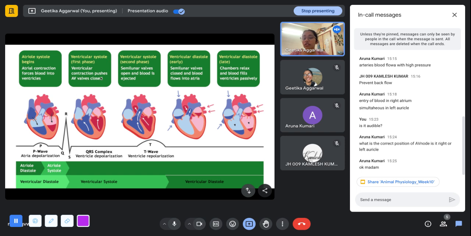The ventricular contraction pushes the AV valves, and they get closed. Both the tricuspid and bicuspid valves get closed. And in the second phase, the semilunar valves open and the blood is ejected into the blood vessels. Eventually, in the T wave, the ventricles are getting repolarized, and after that, they get relaxed. And that is when the semilunar valves close, and the AV valves are still closed, but the blood is flowing into the atria. And then we'll come back to the P wave again. So these are the different components of an ECG wave.